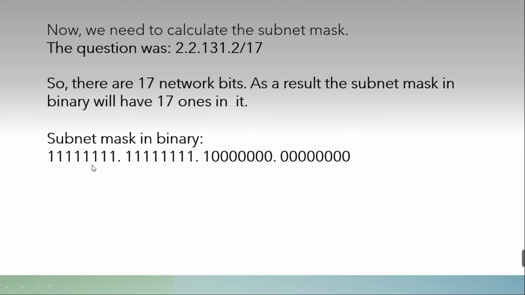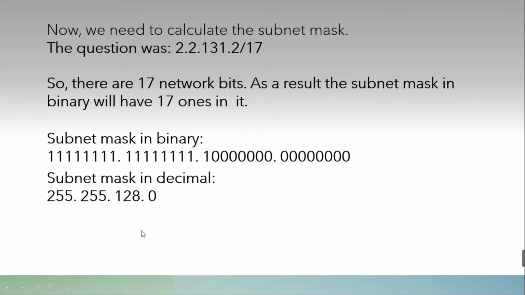If I just want to represent this subnet mask in decimal numbers, then it would look something like this: 255.255.128.0. This is a more familiar figure to us. We actually use the subnet mask in this decimal format in our devices.